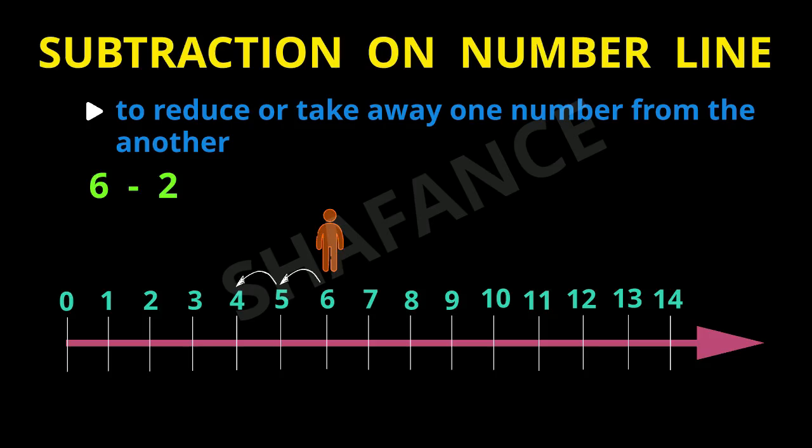Now we have completed the operation. We have moved 6 places, then we have subtracted 2 places also. And the person has reached digit 4. The person is at digit 4 place. So the answer of this subtraction, 6 minus 2, is 4. And this we have seen through the number line. So the answer is 4.